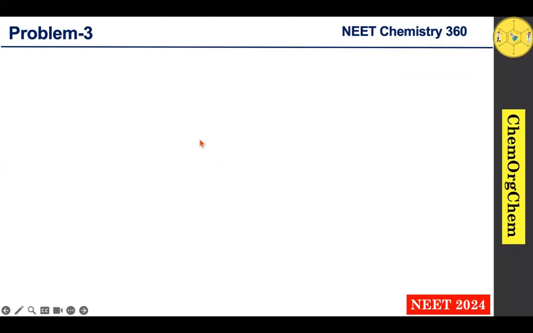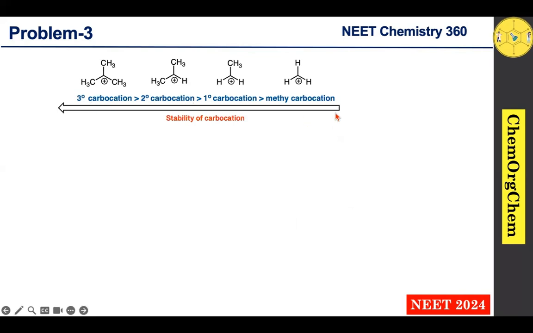Before moving to the options, you just remember this series. Based on this series, tertiary carbocation is more stable when compared to the secondary, primary, and methyl carbocation. So in this series, methyl carbocation is one of the least stable carbocations. We already know that all the carbocations are stabilized by hyperconjugation.